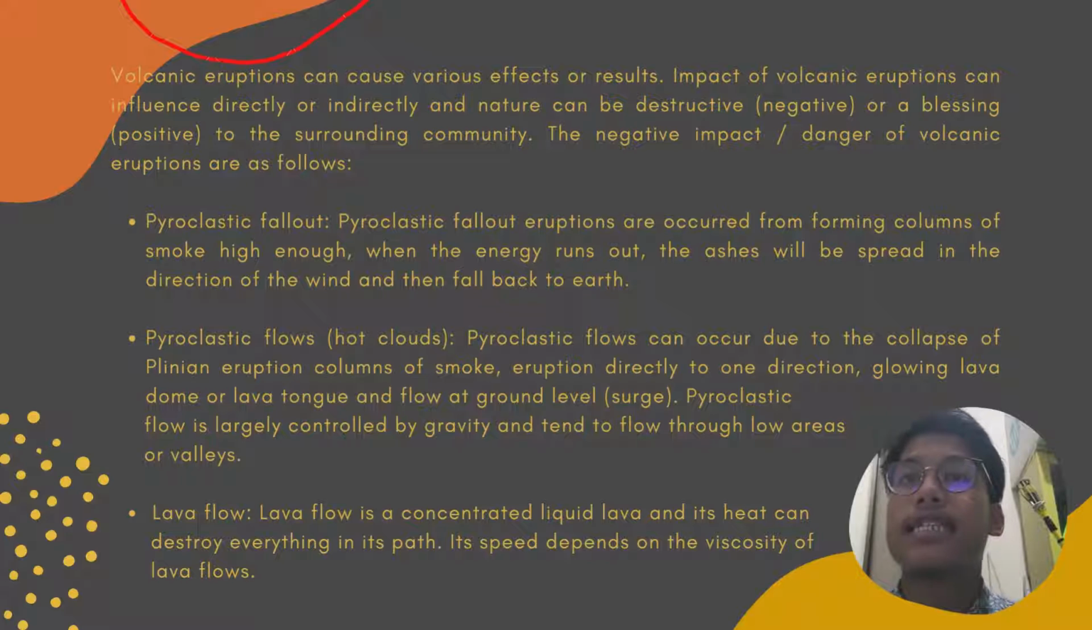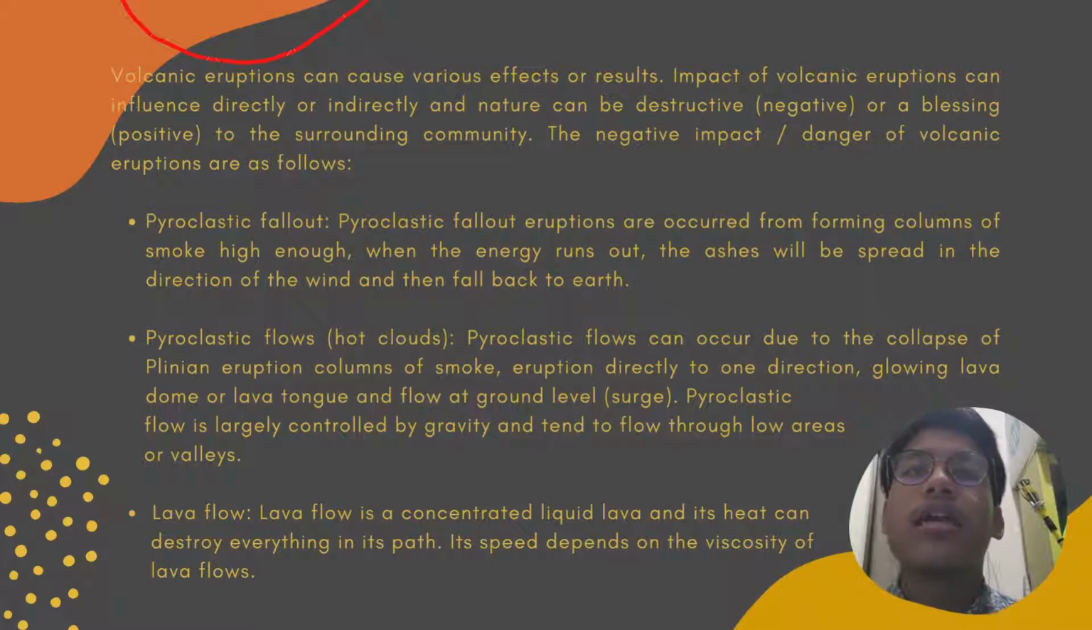First, pyroclastic fallout. Pyroclastic fallout eruptions occur from forming columns of smoke high enough. When the energy runs out, the ashes will be sprayed in the direction of the wind and then fall back to earth. Second, pyroclastic flows, which are called hot clouds.